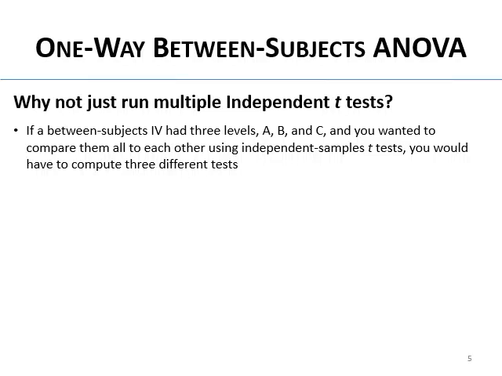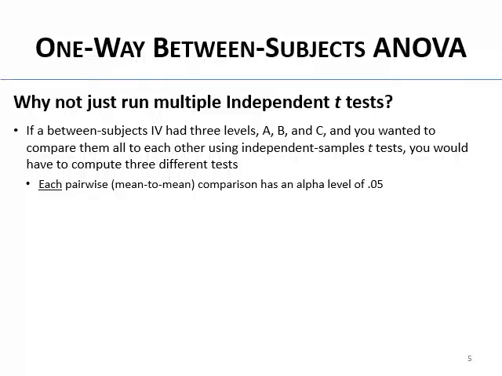Let's say a Between-Subjects IV has just 3 levels, the simplest form of this: A, B, and C, and you want to compare them all to each other. So you want to be able to say this one's higher than that one, and that one's higher than that one, or not, whatever your hypotheses happen to be. You would have to compute 3 different tests to do all those pairwise comparisons.